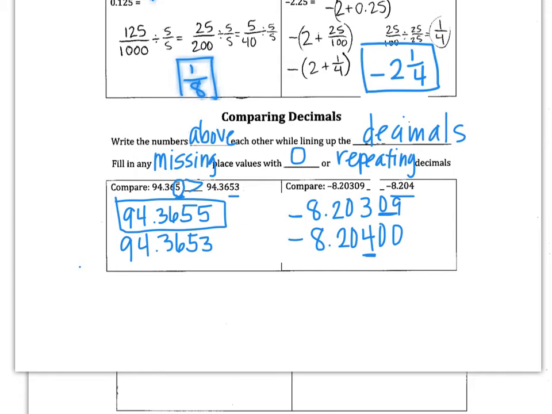So this number right here, even though it looks like it's a smaller number, because of that negative, it makes it actually bigger because it's closer to the 0 than this one is on the negative part of the number line. So this number is actually a bigger number.